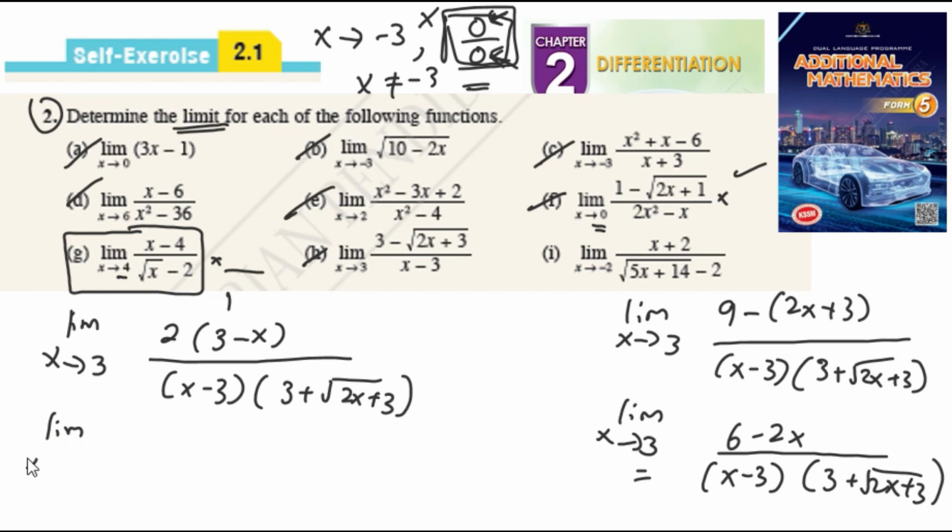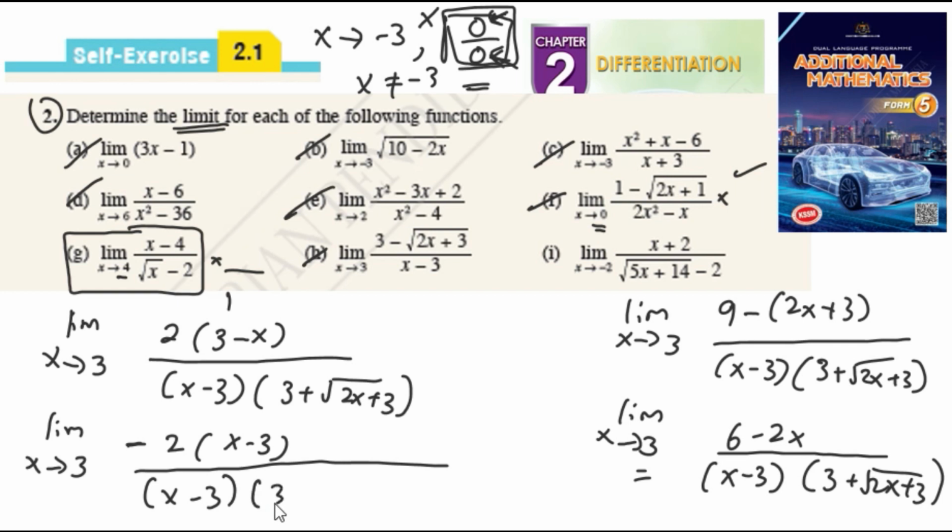So here limit x approaching 3. When you add negative in front here, you can change the place. So this one will be x minus 3. You see? Negative will become positive. So you have to add negative if you want to change this one. So here you get x minus 3, 3 plus 2x plus 3.